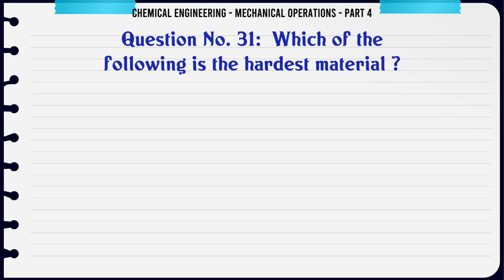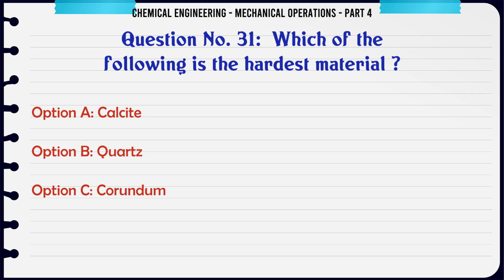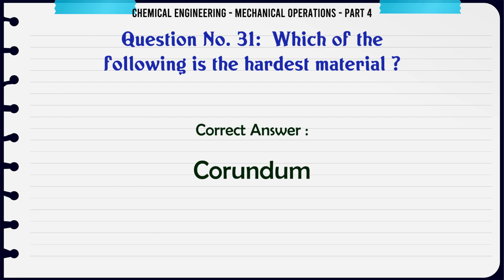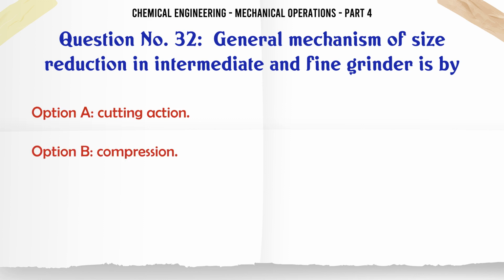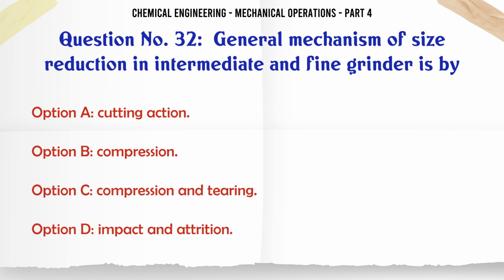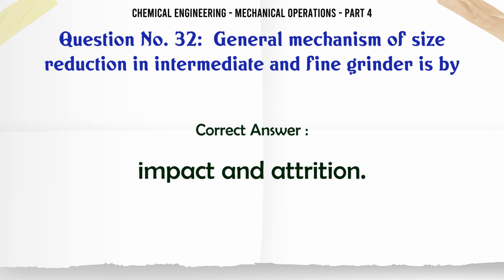Which of the following is the hardest material? A. Calcite, B. Quartz, C. Corundum, D. Gypsum. The correct answer is corundum. General mechanism of size reduction in intermediate and fine grinders is by A. Cutting action, B. Compression, C. Compression and tearing, D. Impact and attrition. The correct answer is impact and attrition.